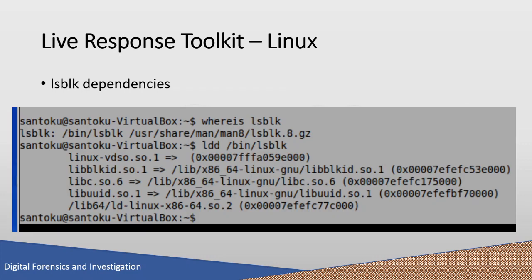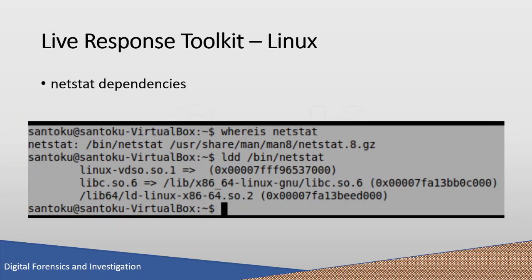Here we first look for lsblk using the whereis command. whereis will tell us the exact path where the lsblk file is located. You can see that it is located in the bin directory in this case. Now to check its dependencies, we use the ldd command and it shows that it has 4 dependency files. Similarly, to know the dependencies of netstat, we follow the same procedure. First locate its path and then use the ldd command to know its dependencies. When we do that, we can see that netstat has 2 dependency files.